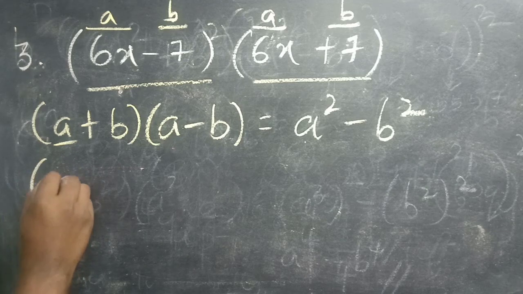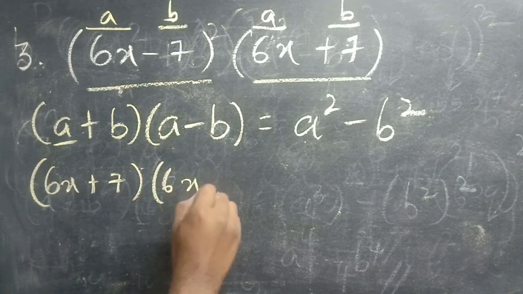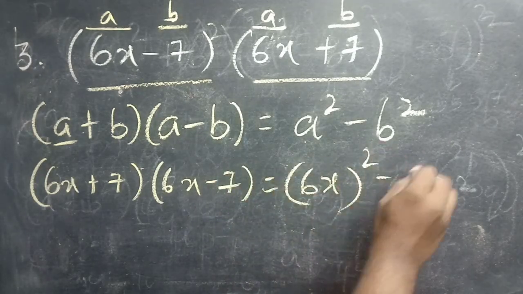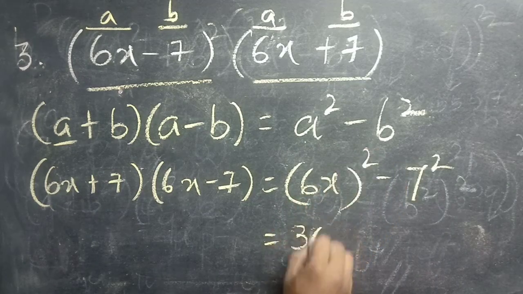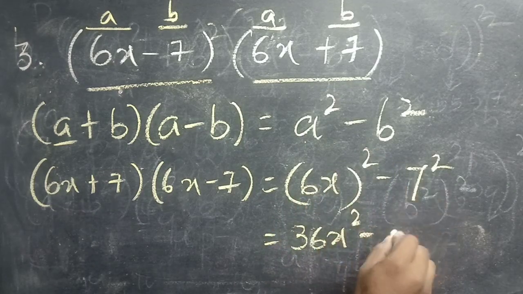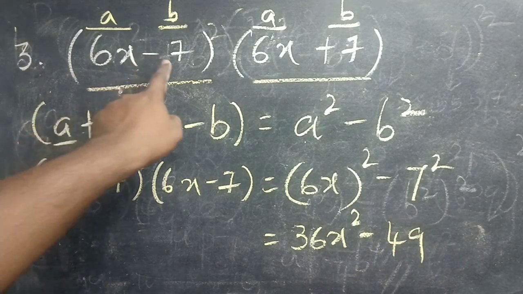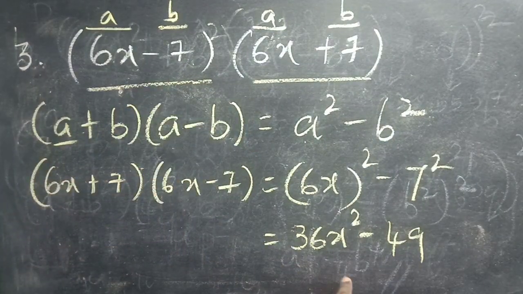What we get is 6x plus 7 into 6x minus 7, which is equal to 6x the whole square minus 7 square. What we get is 6 square is 36, x square minus 7 square is 49. That is 7 times 7 is 49. 6x minus 7 into 6x plus 7 can be written as 36x square minus 49.